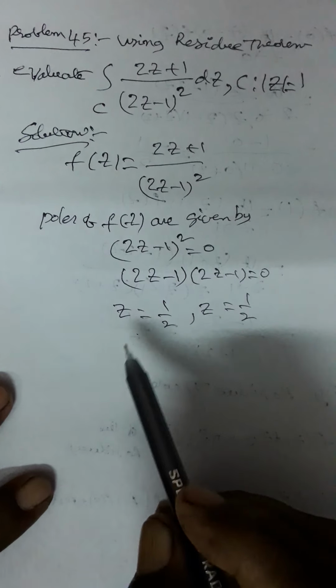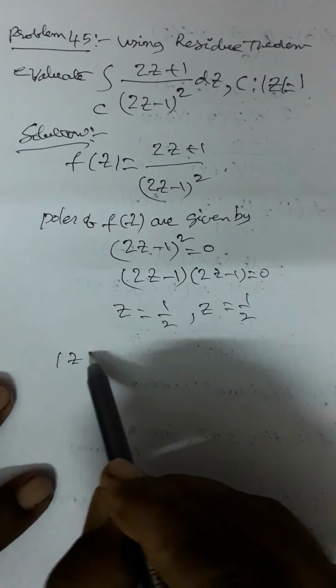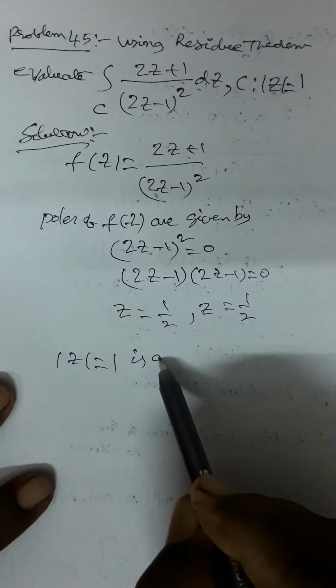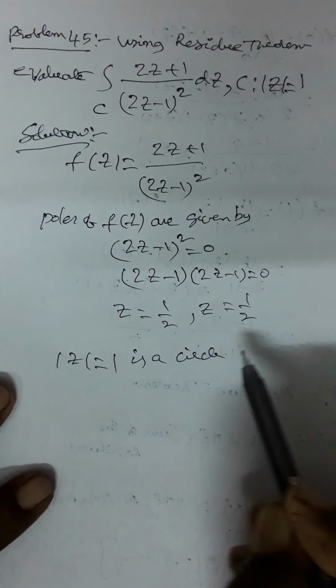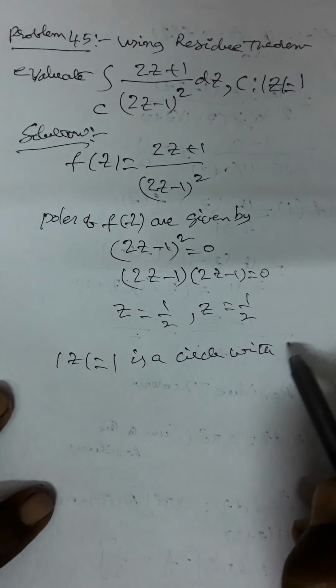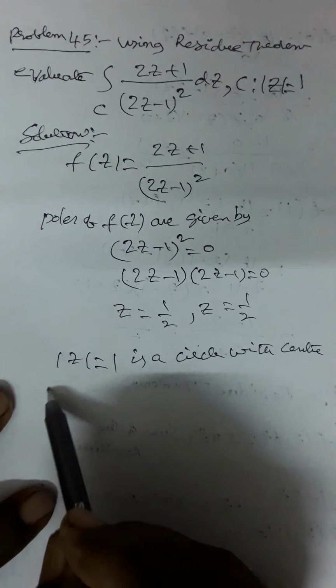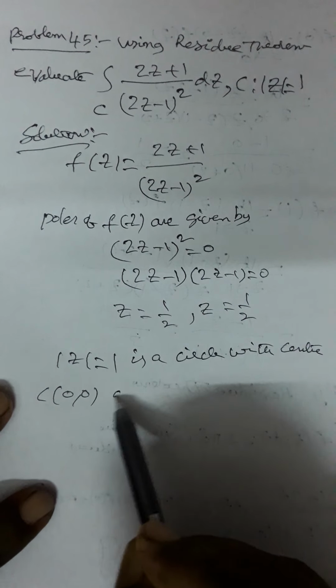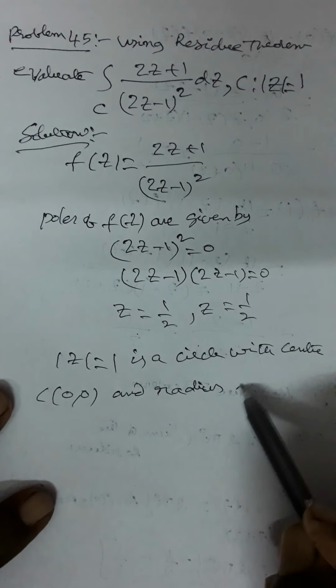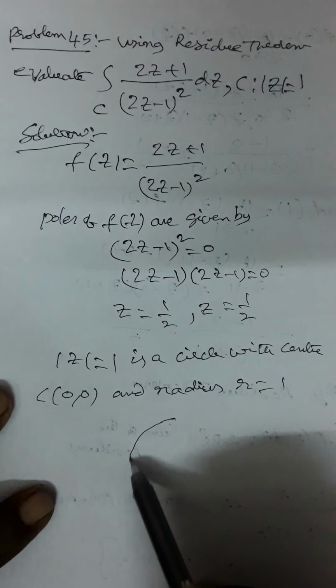Okay. Next you write circle. Mod z is equal to 1 is a circle with center C (0, 0) and radius r is equal to 1.